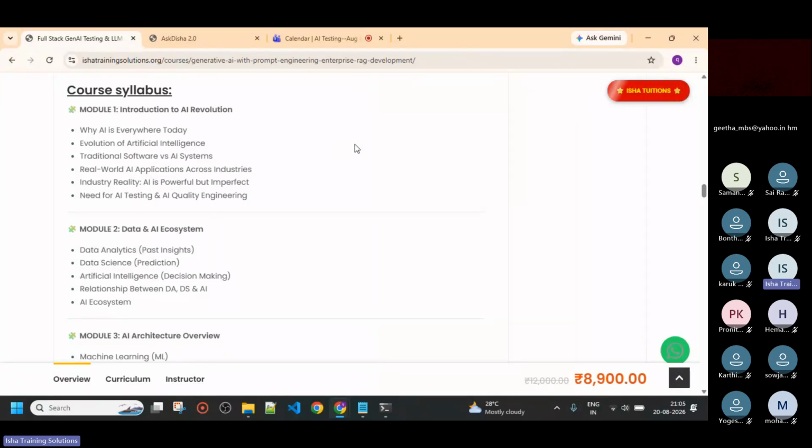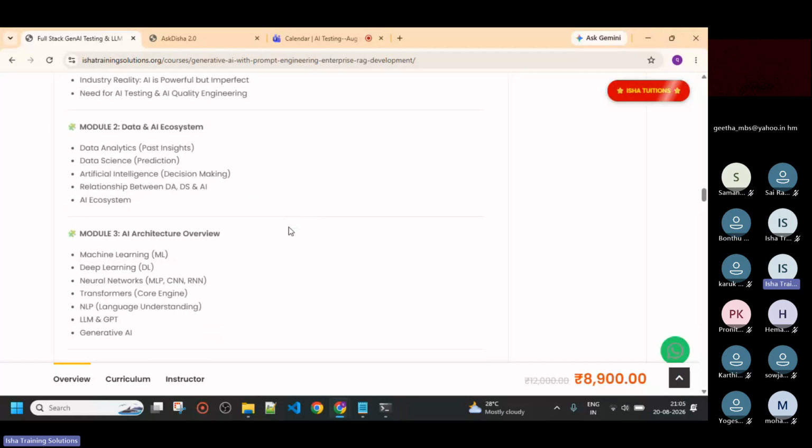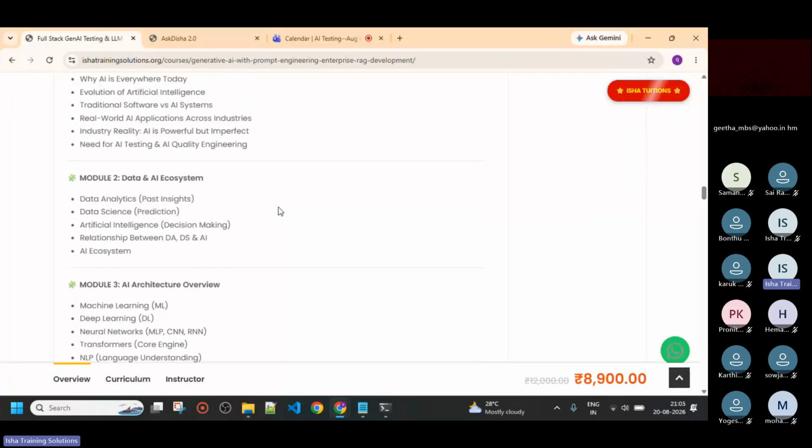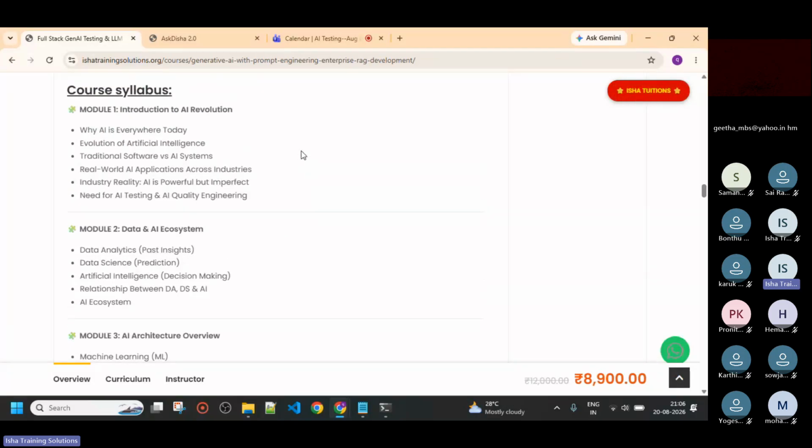So let's start today's session. We are going into the modules one by one. This first one-week course covers the AI revolution, the data and AI ecosystem, everything. It will take nearly 5 days. It is completely theory, where you need to understand what exactly AI is and what it does, and I'm going to explain the history path. So it's for understanding purposes.